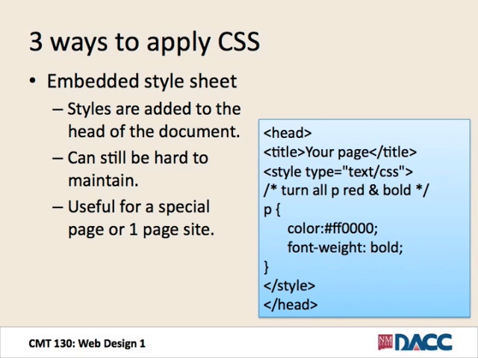The second way to apply a style is through an embedded style sheet. Embedded style sheets use the style tag and are inside the head. The example shows the syntax. The opening style tag contains an attribute called type with the value text/CSS. Inside the style tag, the selector and declaration blocks are typed. In this example, all paragraphs on the page will have text which is red and bold.